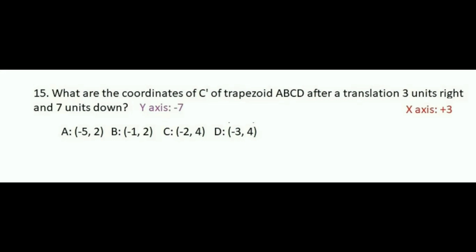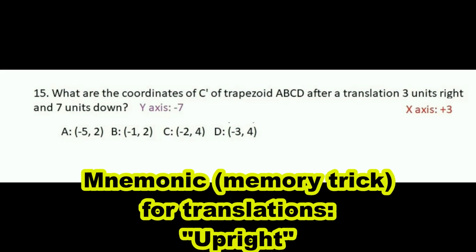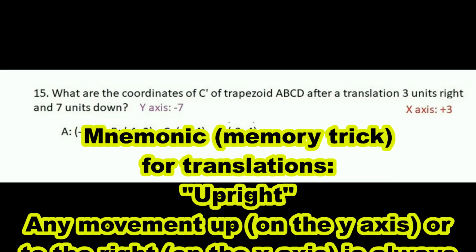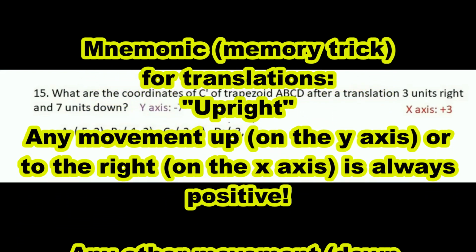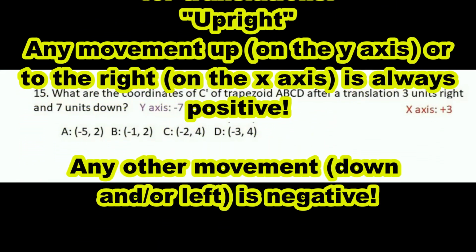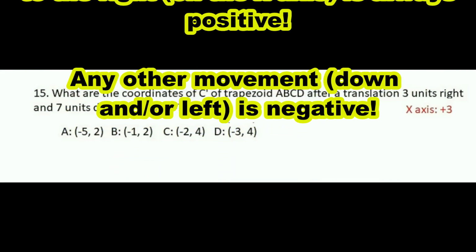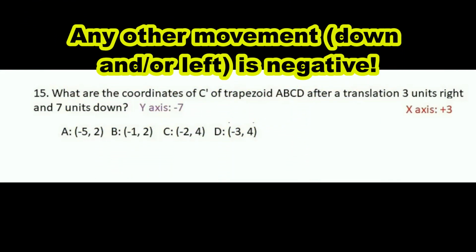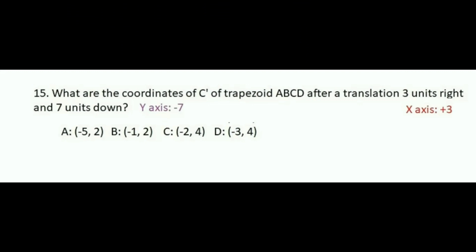My mnemonic for this thing is upright. If anything is upright, that means it's positive, it's standing up. Anything that's moving up on the y-axis is positive, and anything moving to the right on the x-axis is also positive. So just remember, people stand upright. That means everything is positive. Everything else is negative. So that's my mnemonic. Let's see if it works.